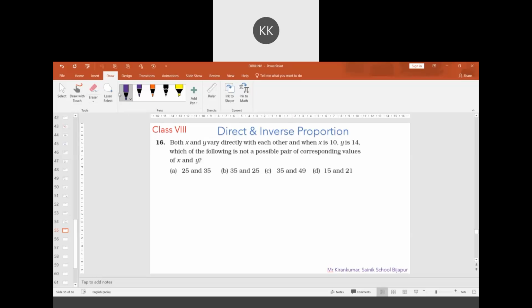Option B, sir. 35 and 25. Option D, what will be the ratio? Sir, 5 is to 7. Is 5 is to 7 maintained in these options? Yes, sir. We have to check.